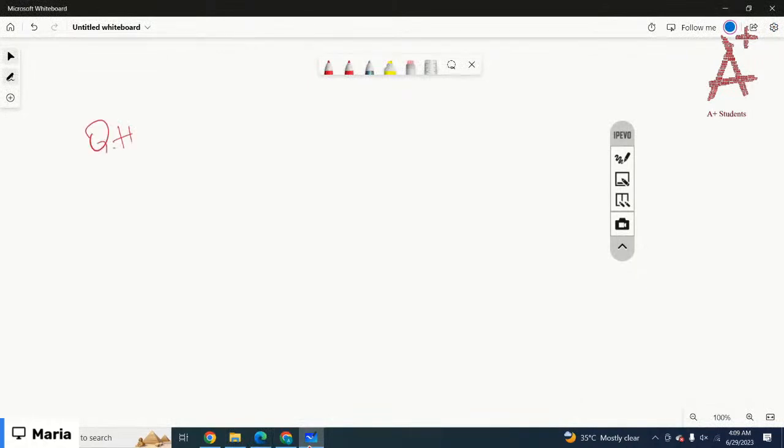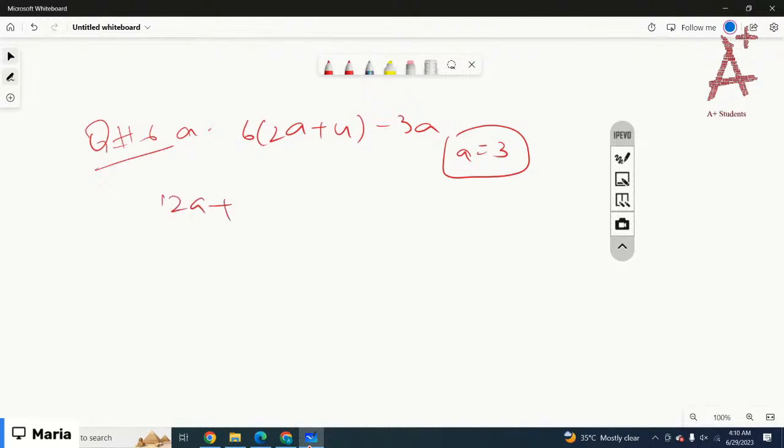Question number 6A. It would be 6 times (2a plus 4) minus 3a. You have to evaluate for a equals 3. So first just solve and then replace the a with 3. So let's just solve first. 6 times 2 is 12a and 6 times 4 is 24 minus 3a. So 12a minus 3a is 9a and plus 24.